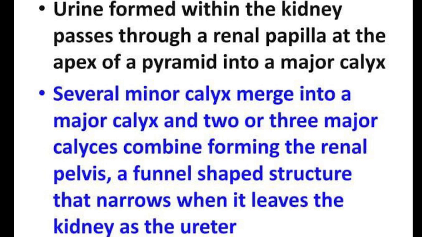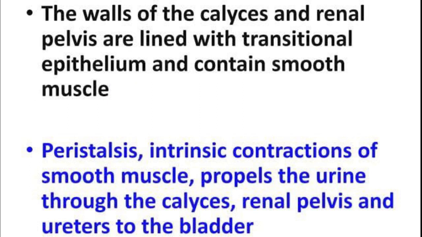So the urine formed with the help of the kidney passes through the renal papillae, which is one of the parts present in the kidney. It also contains the major and minor calyx. It's mainly helpful for secreting the urine.